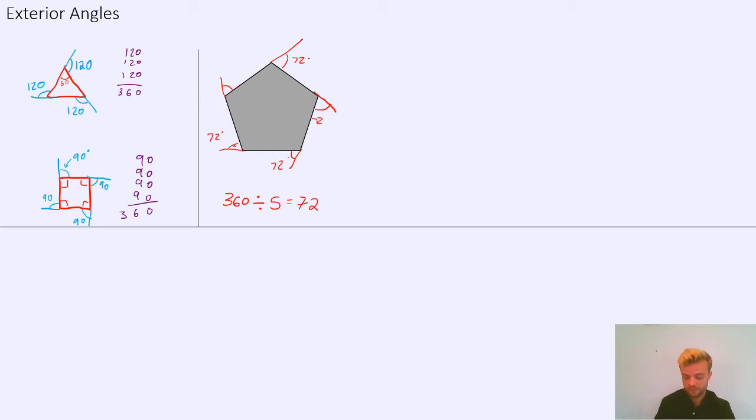Now, I could use that to do something else, actually. If I wanted to, I could use that to find out what the size of the interior angles are. Because, you know, for an equilateral triangle, we knew that it was going to be 60 degrees, each of the angles inside. We know that the angles in a square are 90, but I don't necessarily know what the angles inside a pentagon are. But I can work it out quite easily if I know that the exterior angles are 72. Because, like we said before, angles on a straight line make 180. All of these are on a straight line with the interior angles.